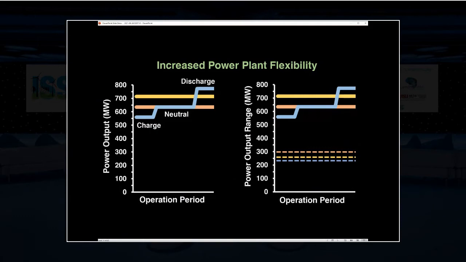Additionally, you can also output a smaller minimum amount than traditional technologies, and this is because you can operate at the same point as the orange dashed line, but then you can store some of the heat that you're generating in the thermal storage. That allows you to put out less power to the grid, which increases the overall flexibility of the power plant for future environments.